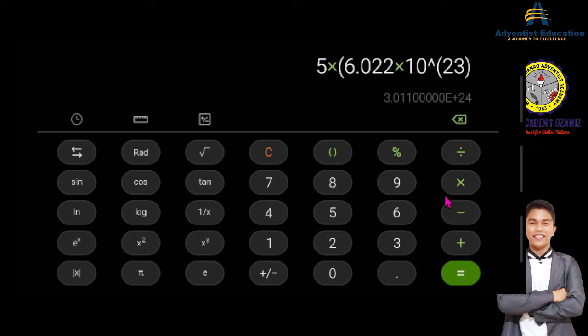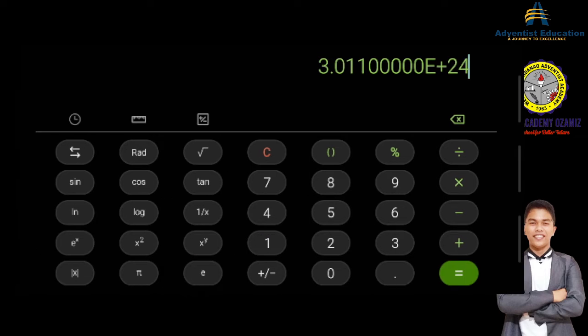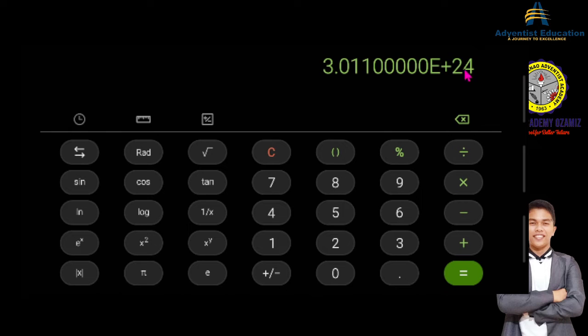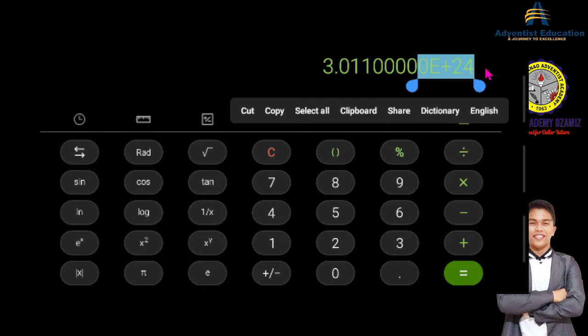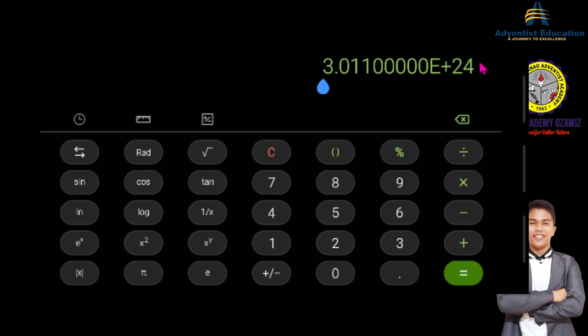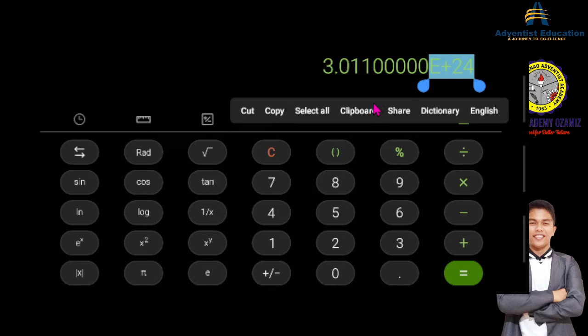So your answer will be, okay. If the number is e plus 24, you can also find that in your calculator. If the situation is e plus 24, that means there are 24 digits after the decimal point. So this is the decimal point. That means there are 24 digits after the decimal point.